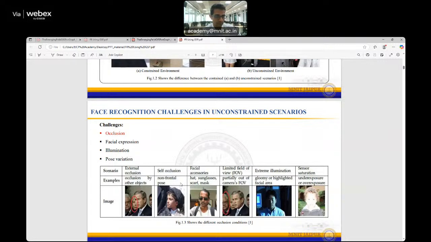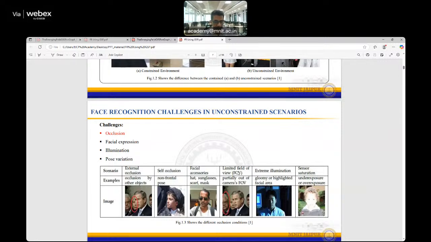Because see, what is our purpose? Our purpose is basically, when we are watching the recording of the CCTV, etc., we are able to identify which person was there and what activity he or she was doing. Another problem comes when a hat or sunglasses, etc., are on the face.